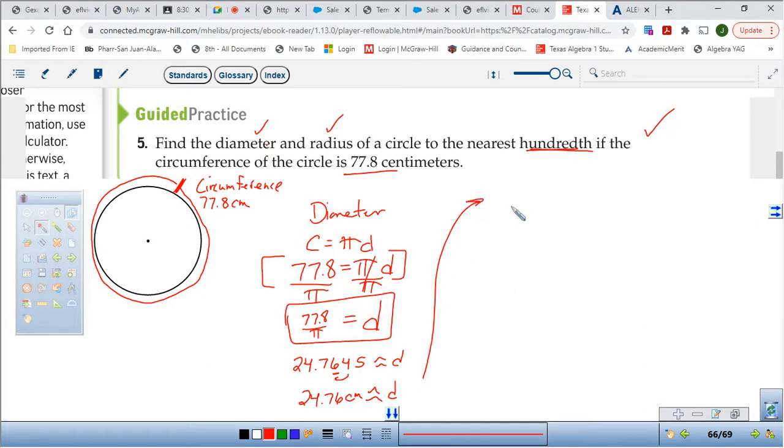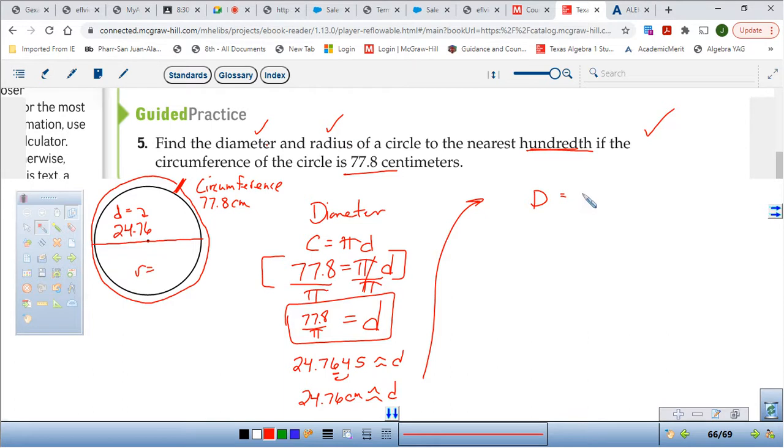Okay, what do we know about the diameter and the radius? How do y'all want to do this one? Since we know the diameter now, it could be about 24.76. How do we get our radius? That's our diameter. My radius, anybody want to do this one? Anybody can tell me what to do? Nobody? Nobody.